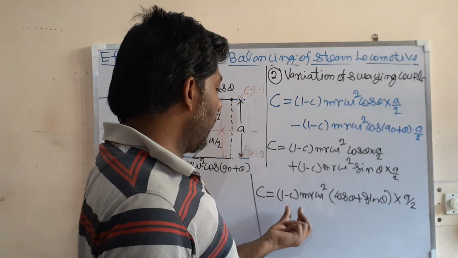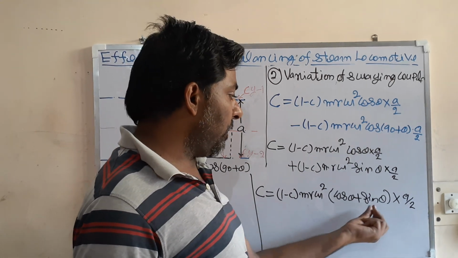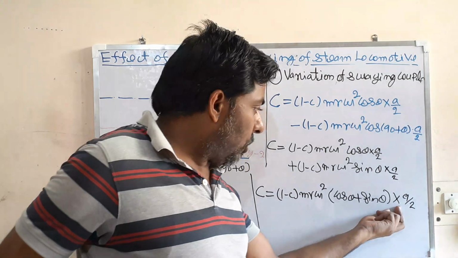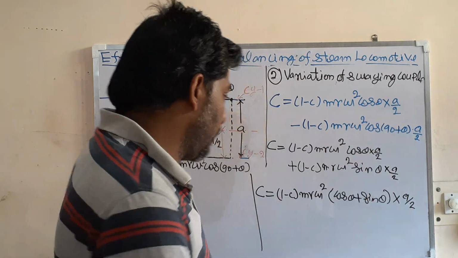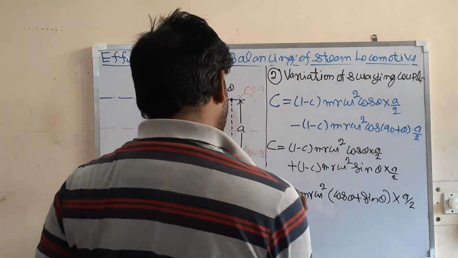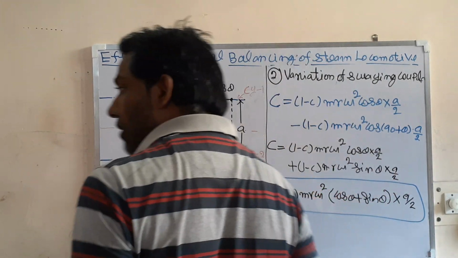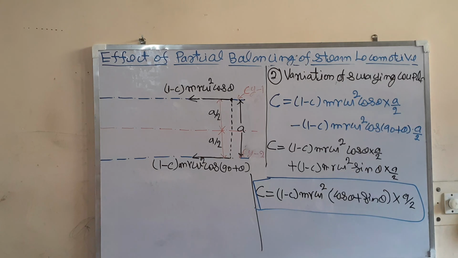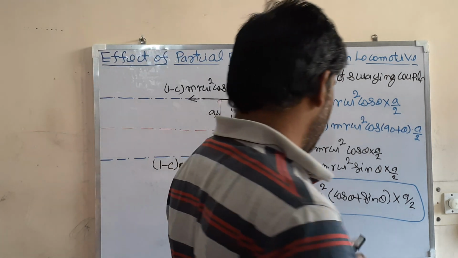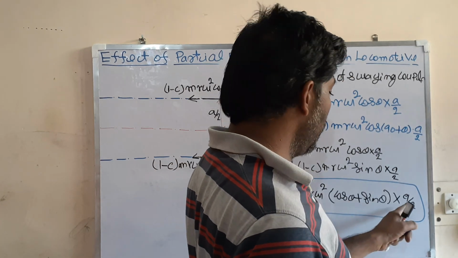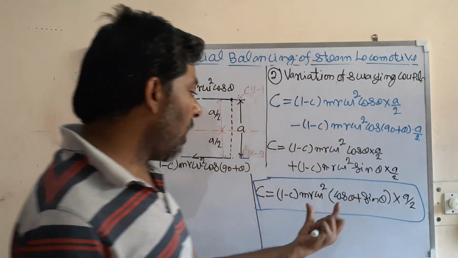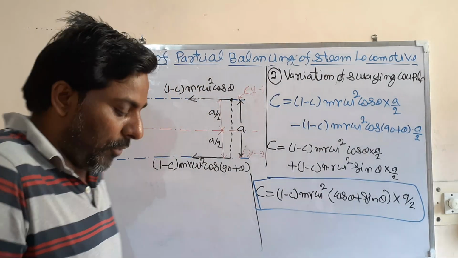So C is equal to (1 - c) m r ω², this cos θ plus sin θ, into a by 2. So this is the net couple.